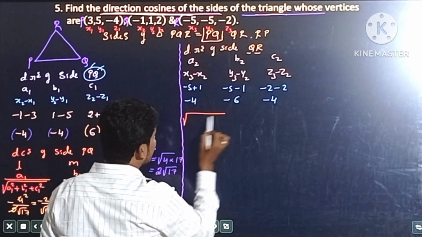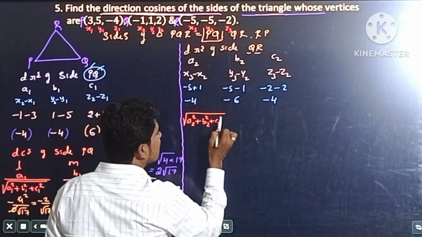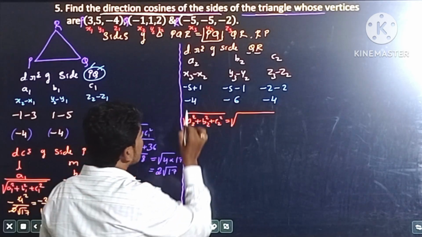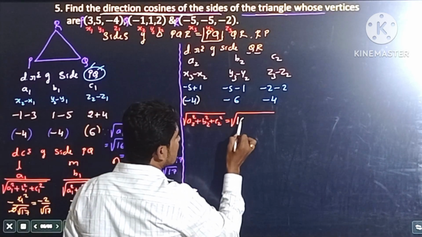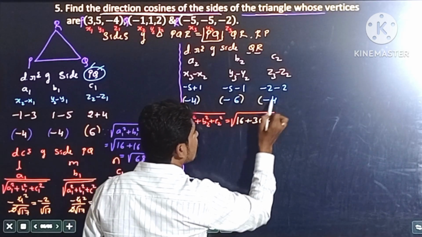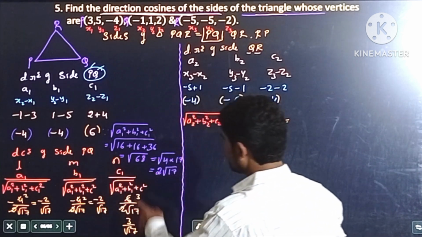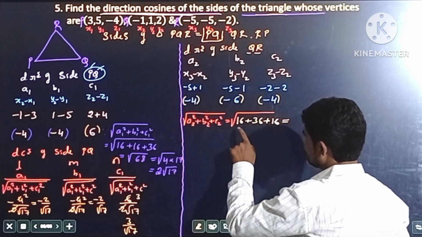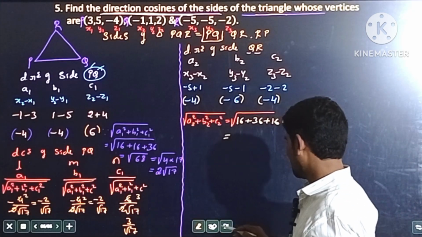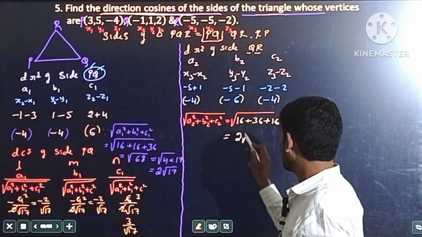We need square root of a2 square plus b2 square plus c2 square, which is equal to square root of minus 4 square is 16, plus minus 6 square is 36, again minus 4 square is 16. This value is similar to this one: 16 plus 16 plus 36. So therefore this is also equal to 2 root 17.